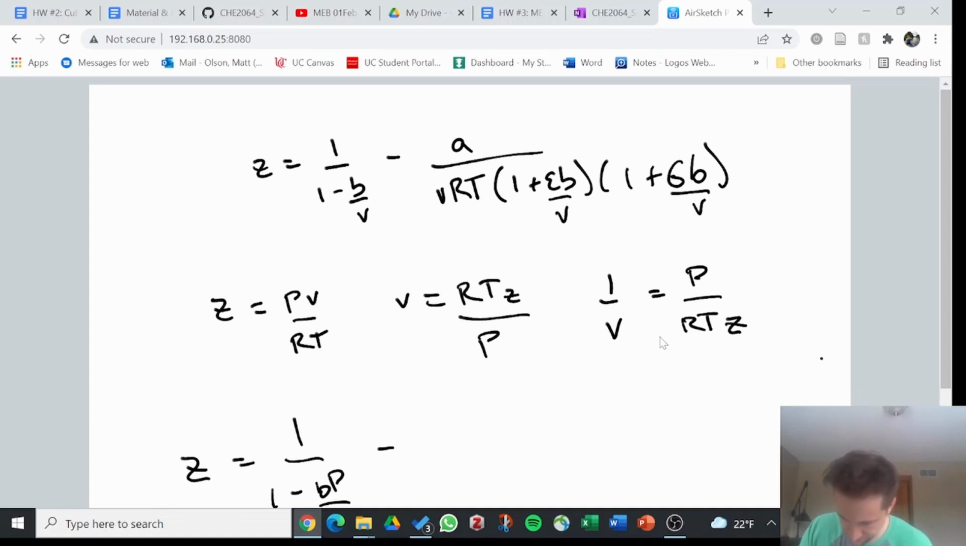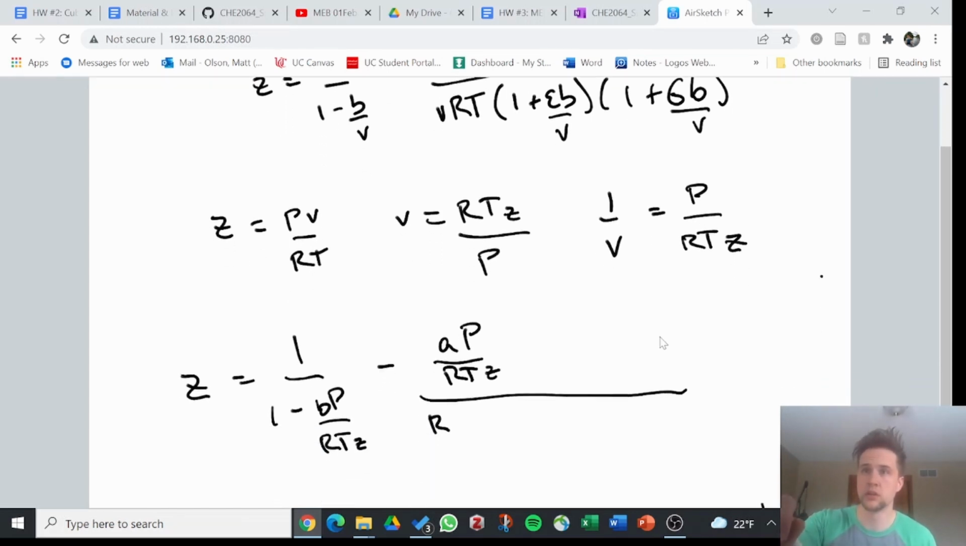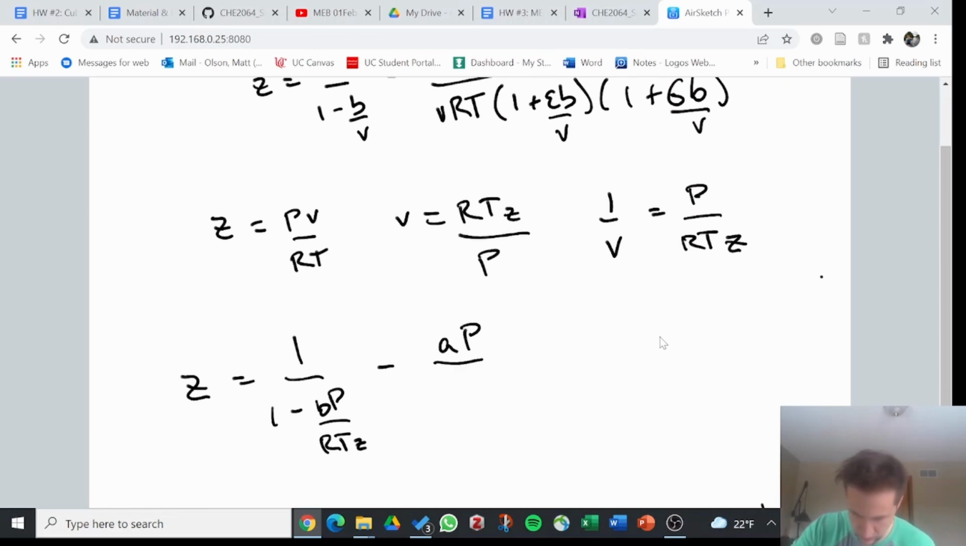So we've got AP over RT, Z, and then that whole thing is over RT, and again, let's just go ahead and bring this up as well. So we'll just lump the RTs together, so that's going to be R squared T squared over Z.